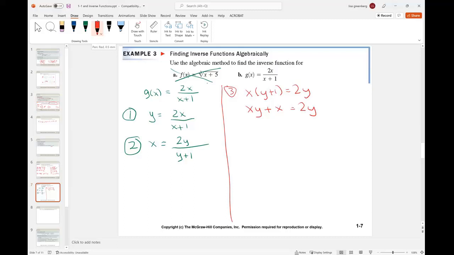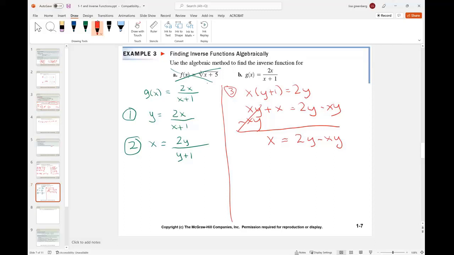So what else, any other ideas? How else can I get all the y's on one side? I can subtract. Why can't I subtract xy from both sides? First I told you, let's get all the y's on one side. So now I have x equals 2y minus xy, right? Okay, so now I have all my y's on one side, but of course, again, I don't have all my x's on the other side. Is there anything you can think of that I might be able to do to fix this?